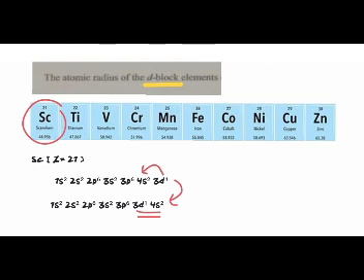Let's take a look at the question given. The atomic radius of d block elements. D block elements are also known as transition elements. I will take scandium from the first row as an example. Scandium has 21 proton numbers. Its electronic configuration is 1s2, 2s2, 2p6, 3s2, 3p6, 4s2, 3d1.